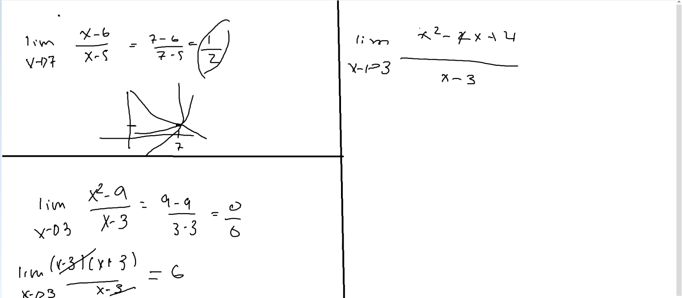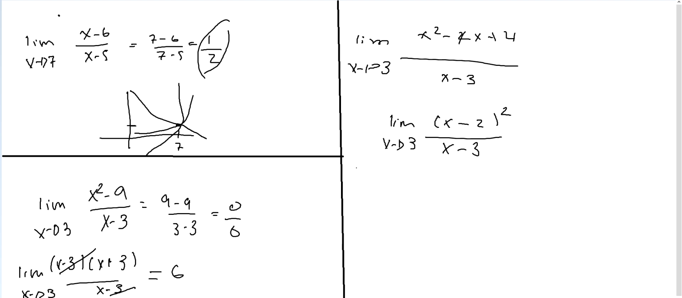Okay, so here we can see that if we plug in 3 again, we'll have a value over 0, and we don't want that. And if we expand this, we actually get x minus 2 squared over x minus 3. And again, if we plug in our 3, we will have a value over 0. And that's no good again.